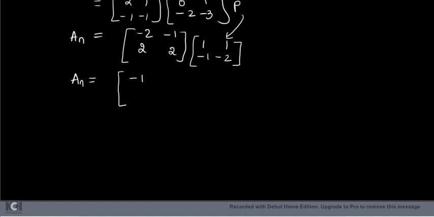Now first row into second column. Minus 2 into 1 plus minus 1 into minus 2. How much will you get? 0. Now second row, first column: 0. Second row, second column: minus 2.